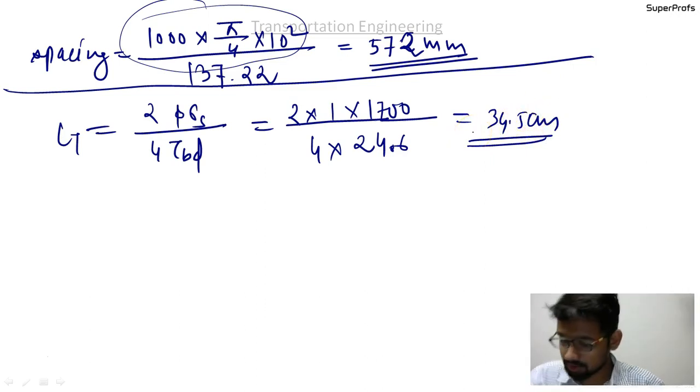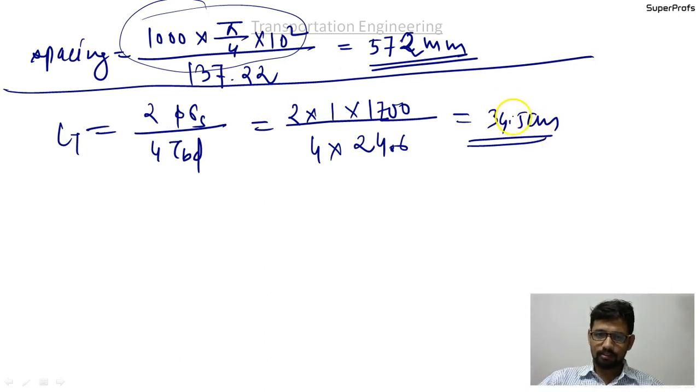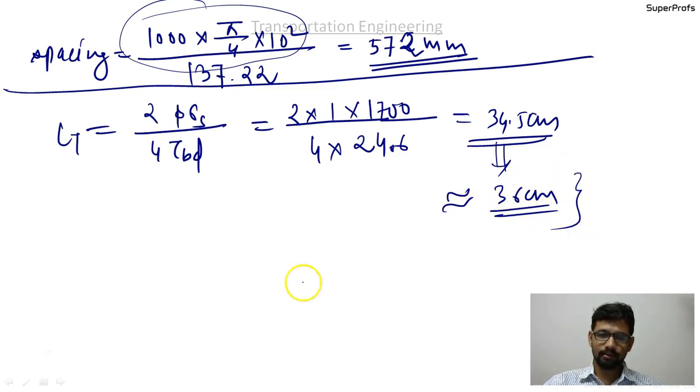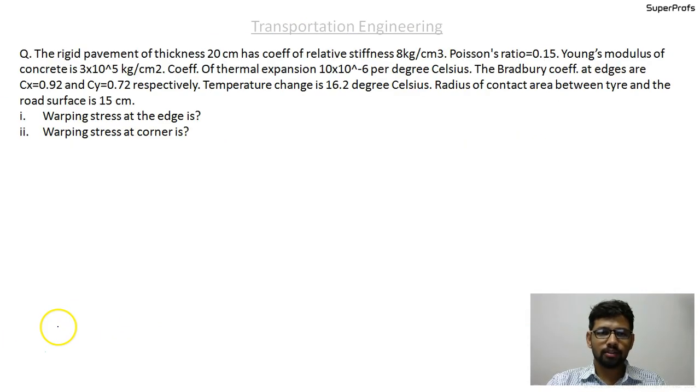34.5 centimeters. And the options will be given as somewhere around 34.5. We will have to round it off to the higher side, say 36 centimeters. Okay, 35, 36 centimeters. The spacing, the length should be the larger one. You cannot provide length less than this to satisfy the criteria. So let us move on to the next question.